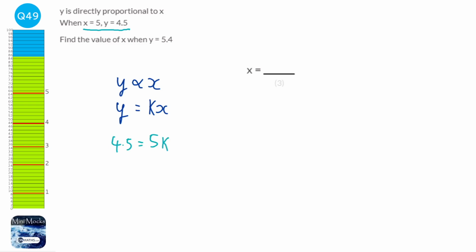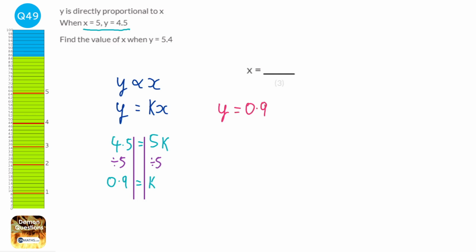Then I'm just going to quickly solve that, get my lines in, and divide both sides by 5. And so that's going to be 0.9 equals k. So k is 0.9. So I go back to the equation, and instead of y equals kx, I know that y equals 0.9x.